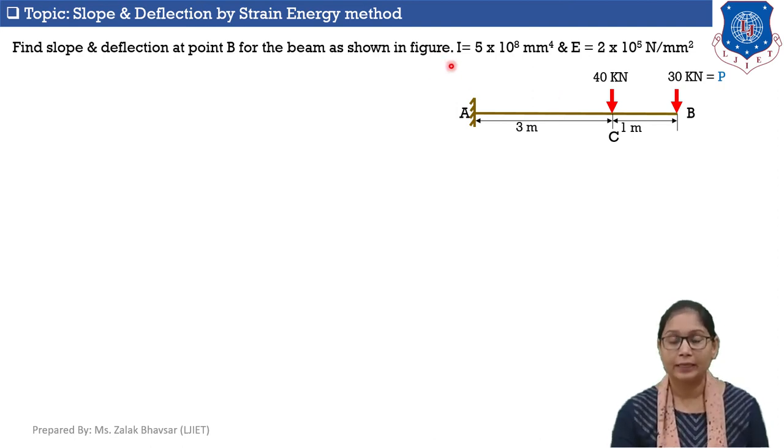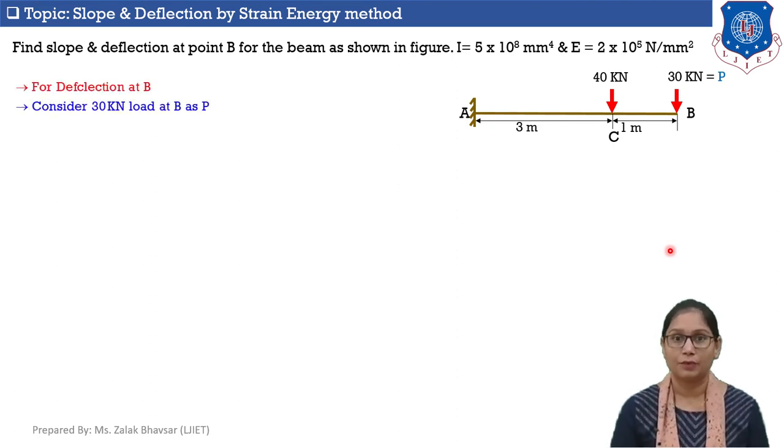The value of I, which is the moment of inertia, is given as 5 into 10 raised to 8 mm raised to 4, and the value of capital E, which is Young's modulus of elasticity, is 2 into 10 raised to 5 Newton per mm square. So let's solve the numerical. We will first calculate deflection and after that we will calculate slope at point B.